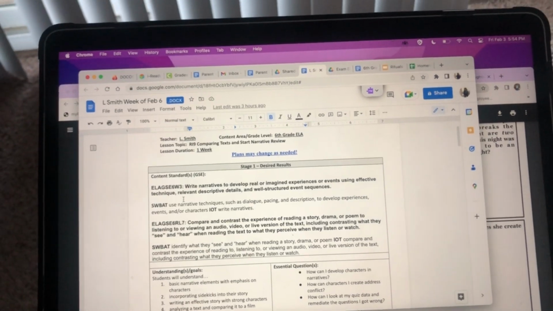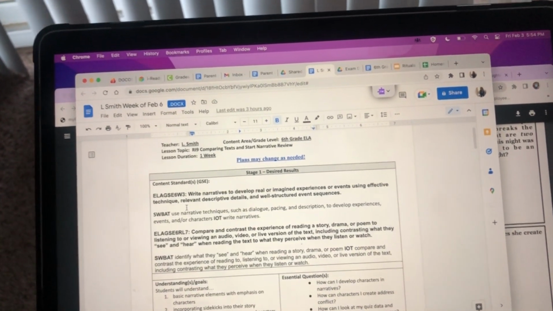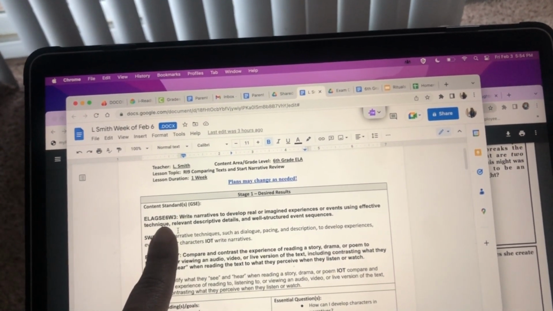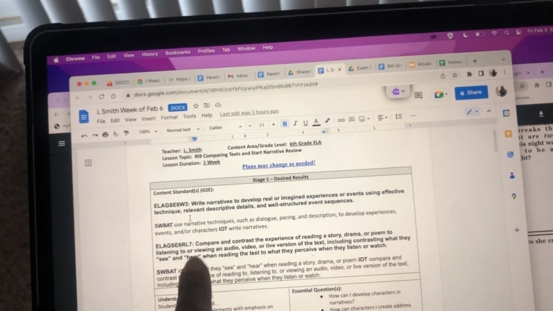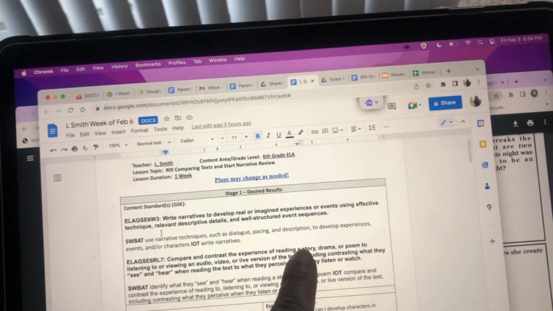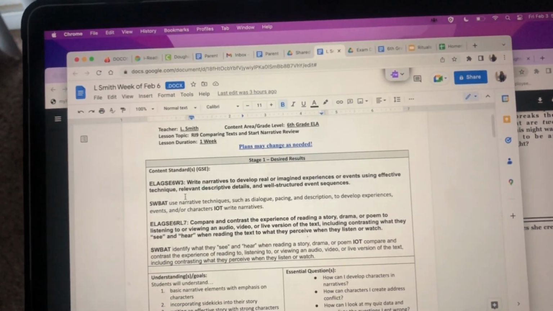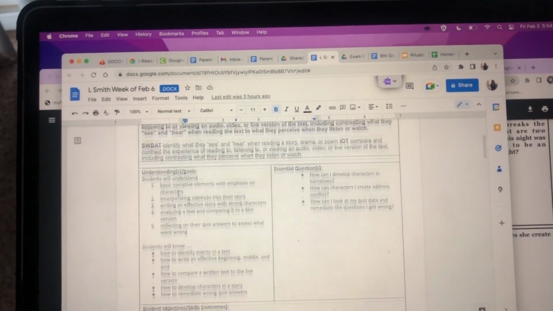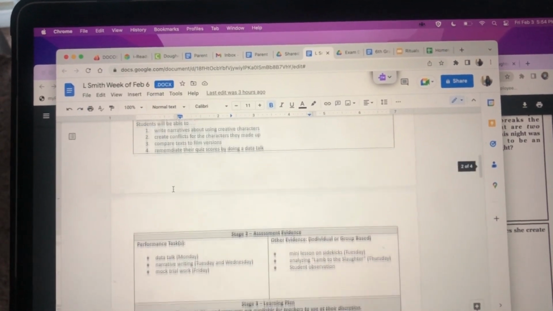Some of my students watched, so I didn't want to go in too much detail, but I'll show you a little bit. Right now, our standard is W3, writing narratives, since I said they're writing a story next week. Towards the end of the week, we're going to start the process of comparing and contrasting a story and the video version of it. We won't get to the video next week, but we will read the story. The rest of this is just basic stuff I have to put, like essential question and the goals.